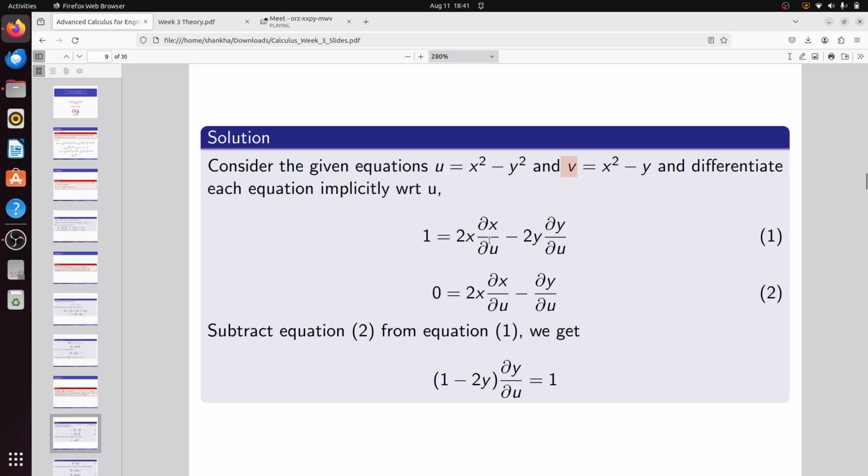Now you have two unknowns. What are those unknowns? The unknowns are del x del u and del y del u. So there are two unknowns and you have two equations, so I think you can solve it. So how will we solve? Just eliminate the 2x del x del u. So from here you will get 2x del x del u to be 1 plus 2y del y del u, and from here you get 2x del x del u is equal to del y del u.